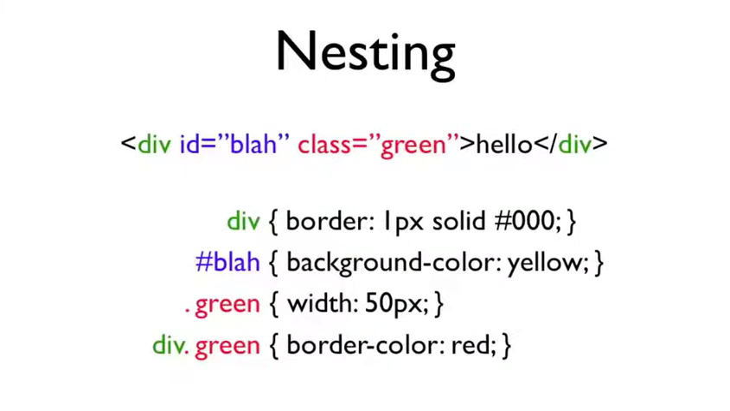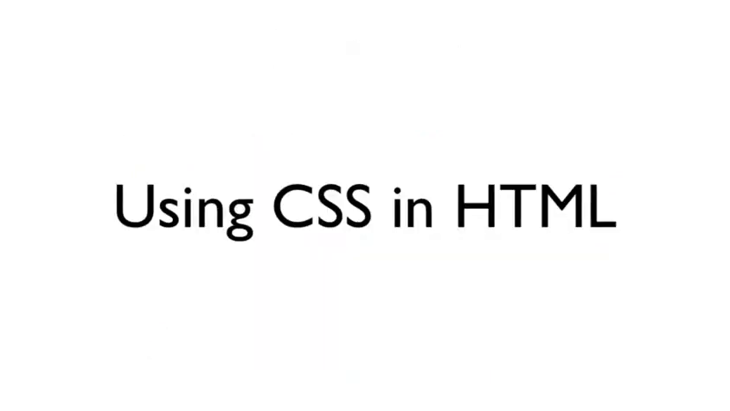Nesting allows you to use multiple styles within the same node, the same element. So you can see here we have our div, which we add a style to, and then the ID, which we add a style to, and then the dot green we add a style to, and then we can also go div.green, which will append the style as well. Now the difference between div.green and just .green is that any element can use .green, but only divs can use the div.green style there.